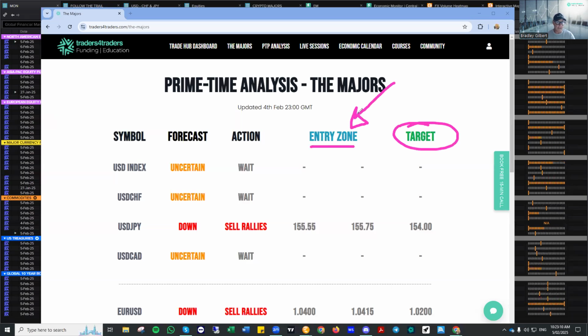Because if you get the wrong entry, you may have the forecast and the action right, but if you get the wrong entry zone, well, that can lead to losses and really impact your account. To me, that's just human error.